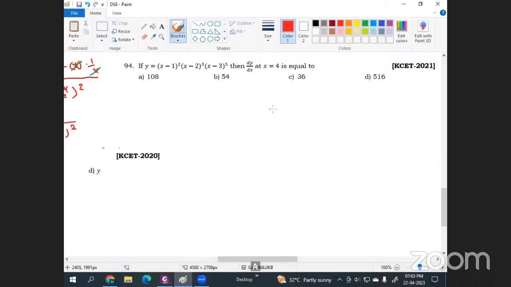Anybody else? y equal to (x minus 1) whole square into (x minus 2) whole cube into (x minus 3) whole power 5. Then dy by dx at x equal to 4 is equal to? How to proceed? Option A is correct, Nagapriya.